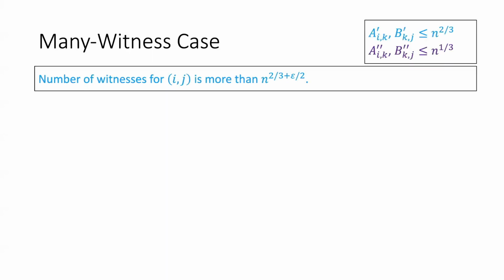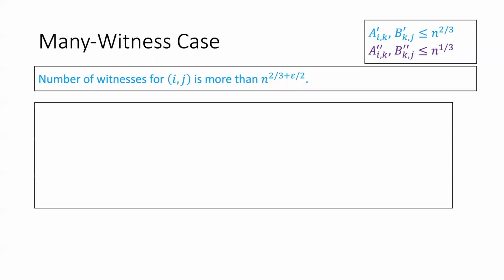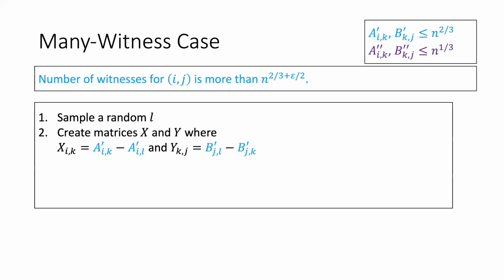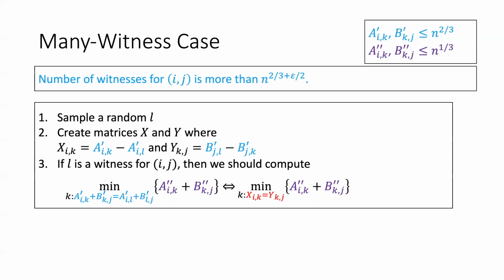Now we focus on the many witness case, in which we want to consider ij whose number of witnesses is more than n to the 2/3 plus epsilon over 2. For this case, we will repeat the following iteration multiple times. In each iteration, we first sample a random index l, and then we create matrices X and Y, where X_ik is defined as A prime_ik minus A prime_il, and Y_kj is defined as B prime_jl minus B prime_jk. Now, suppose l is a witness for ij, which means that A prime_il plus B prime_lj has a minimal value over all possible l.